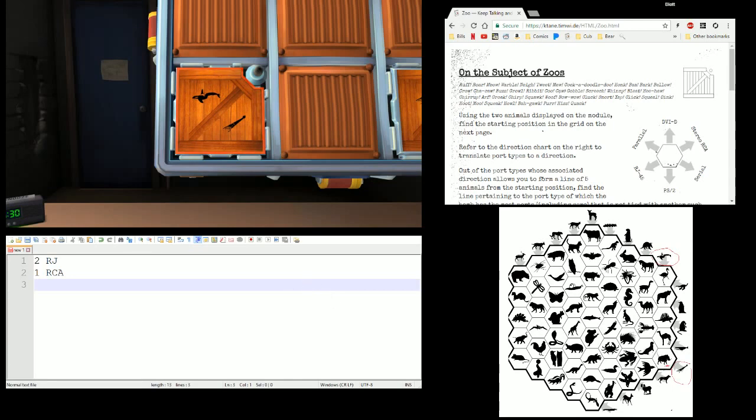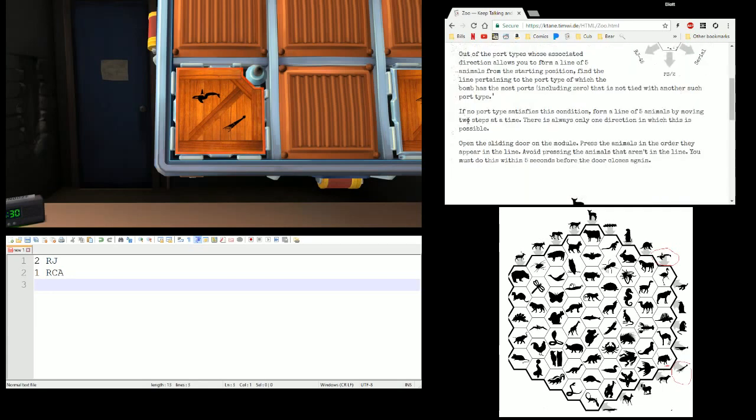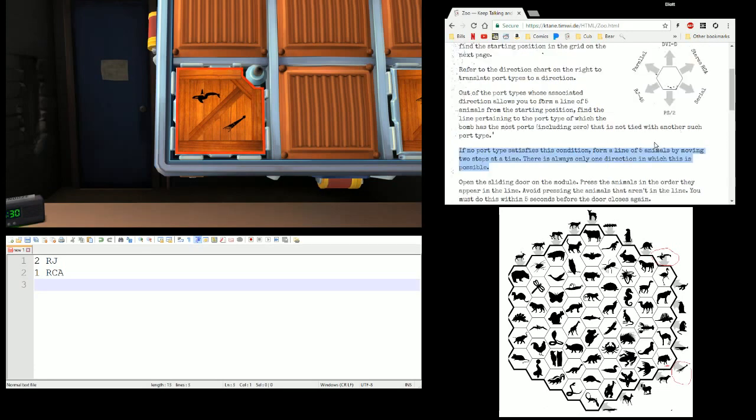Now, of the valid port types, north, northwest, southwest, DVI, parallel, RJ, which has the uniquely most? They all have one, so none of them have a unique value, so none of them have the uniquely most. In the case that none of your valid directions have a unique most count, then you follow this secondary rule. You're going to form a line of 5 by moving 2 steps at a time. There's always only one direction you can go, and that's basically from the corner you're in to the opposite corner. So we're going to count off by 2 steps.